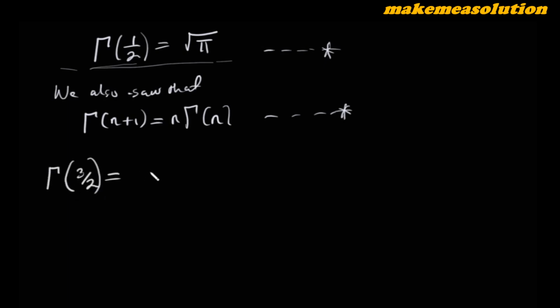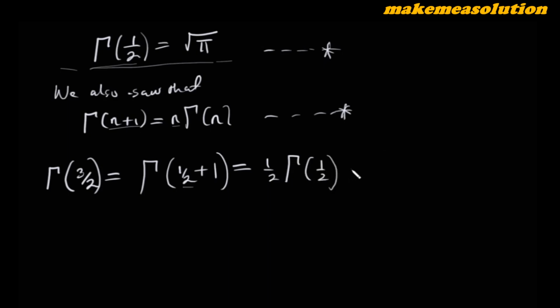To get the gamma of 3 over 2, you can break 3 over 2 down in this form as 1 over 2 plus 1. Is that okay? And according to this formula, gamma of anything plus 1 is n gamma of that same thing. So 1 over 2 plus 1 becomes what? Sorry, n is 1 over 2, and you now have gamma of 1 over 2. And if you evaluate this, you're going to get 1 over 2 dot root pi. So this is the gamma of 3 over 2.